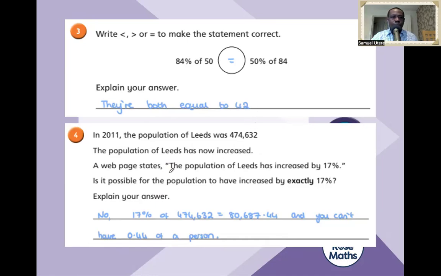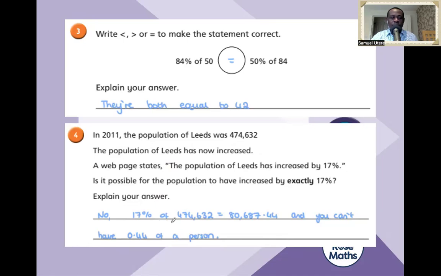Okay. Next, you're asked, in 2011, the population of Leeds was 474,632. The population of Leeds has now increased. A web page states the population of Leeds has increased by 17%. Is it possible for the population to have increased by exactly 17%? Explain your answer. So here is the answer: no.